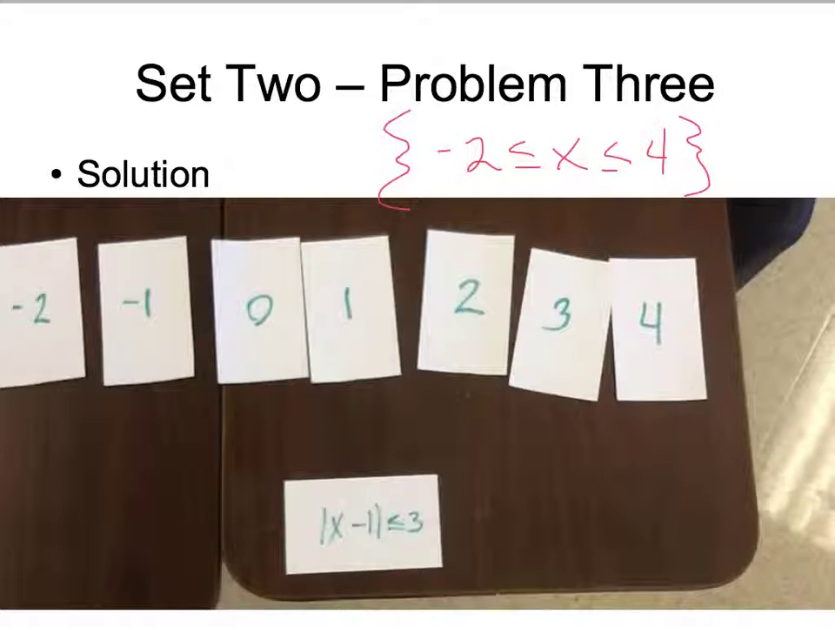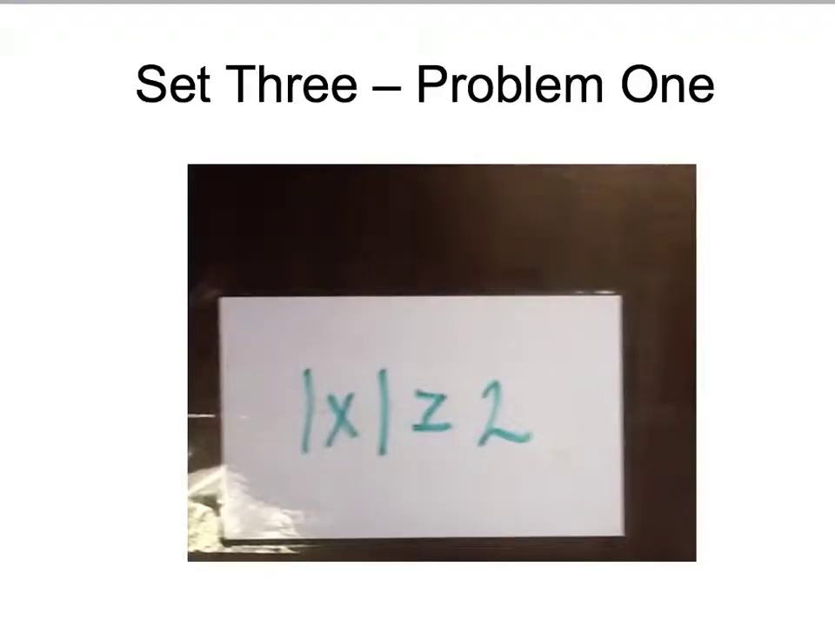Okay, now, set 3 changes because every inequality we are looking at is now greater than or equal to. The last set was less than or equal to. This set is greater than or equal to. So, our first inequality, we are looking for values of x that are greater than or equal to 2.